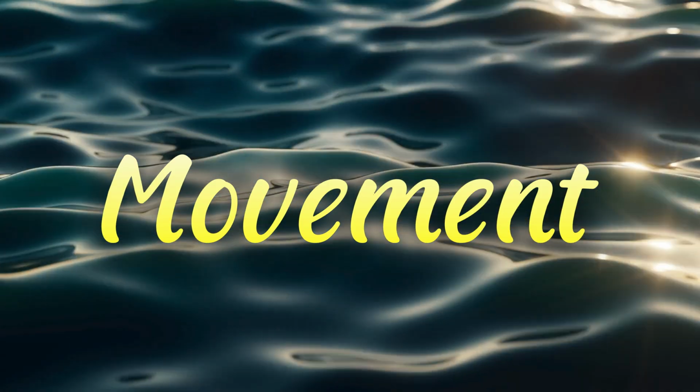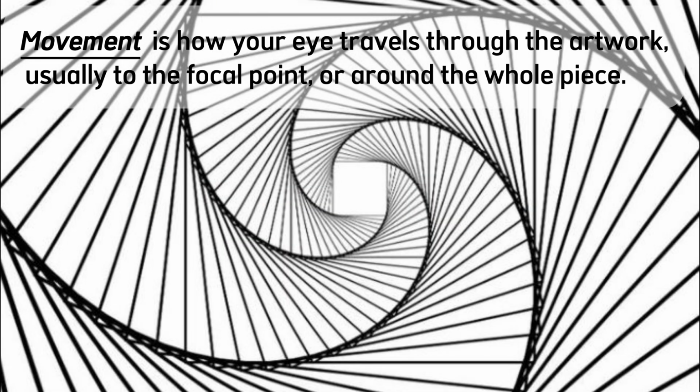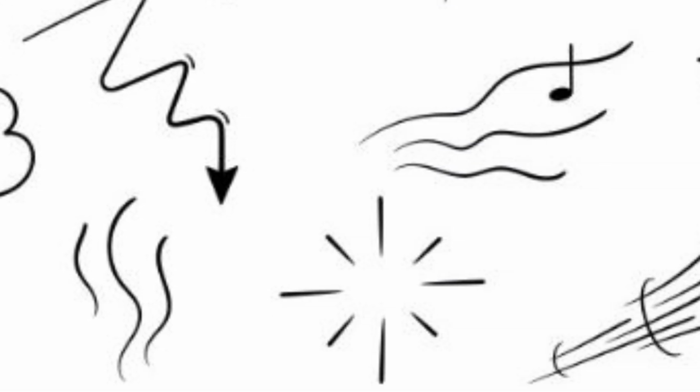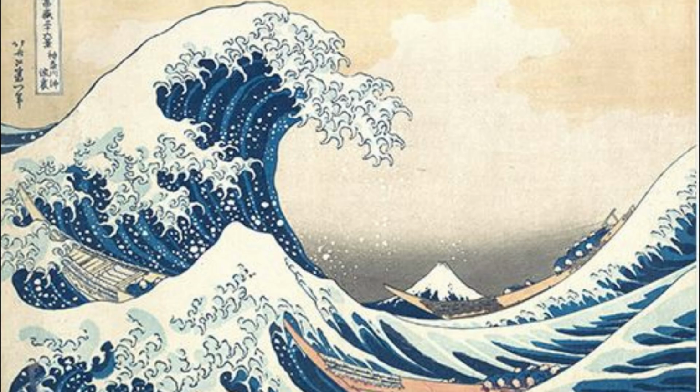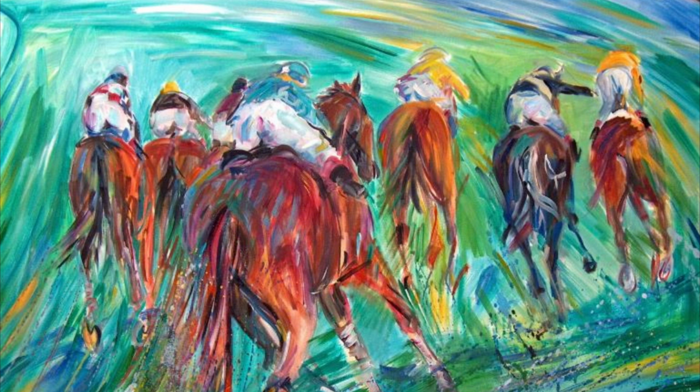Movement, the guided tour. Movement is how your eye travels through the artwork, usually to the focal point or around the whole piece. Artists use lines, shapes, and repetition to guide your gaze. It's like a visual treasure hunt, leading you through the artist's story.